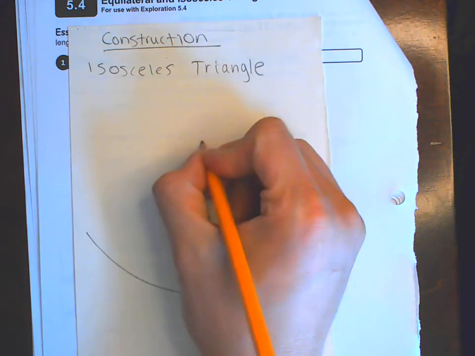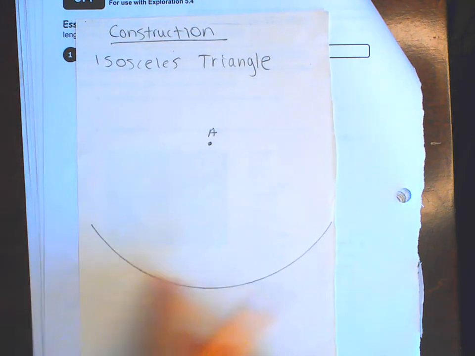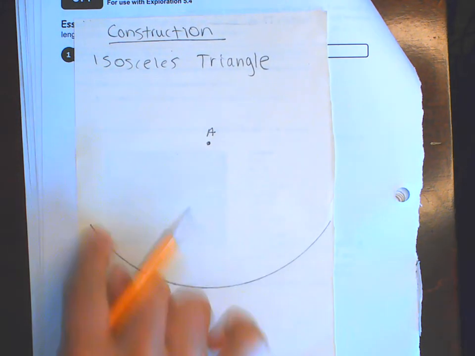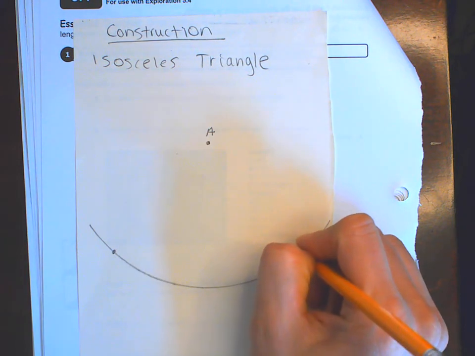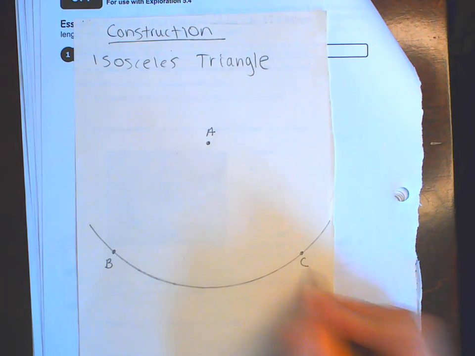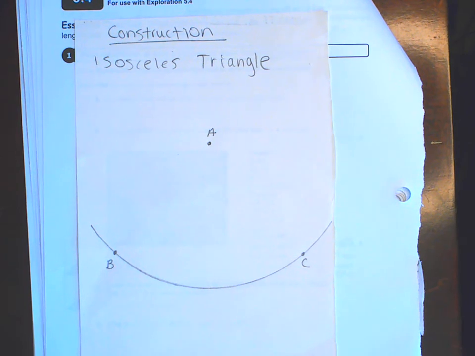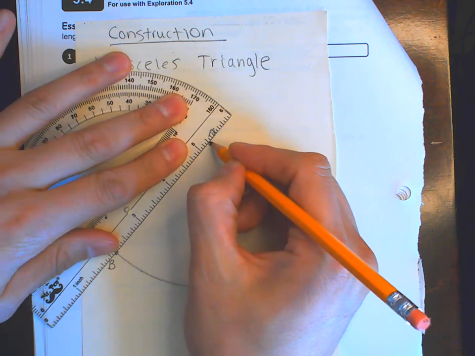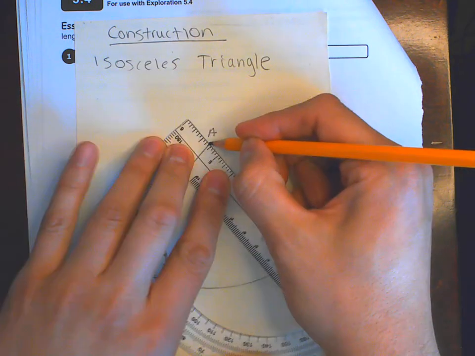I'm going to label this point right here A. And I want you to pick 2 points anywhere on this right here. So I'm going to pick one right there, and I'm going to pick one right here. I'm going to call this one B and this one C. Now, one of the things that I do know about this is that the distance from A to B is the same as the distance from A to C.